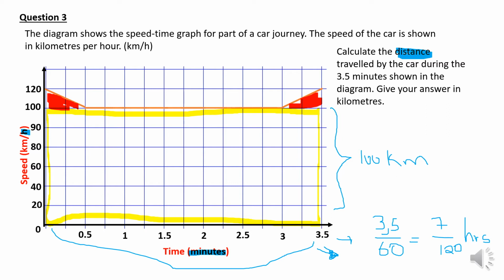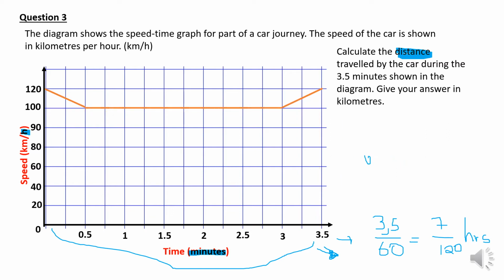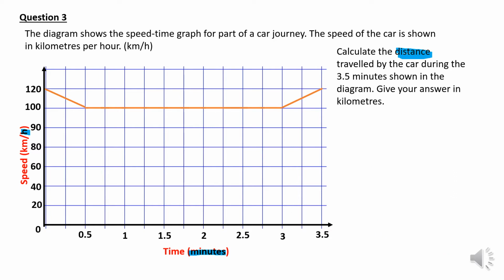Another way of doing it would be to find the area of a whole complete rectangle. With this particular method, you can find the area of this rectangle from here. Maybe I should bring in a highlighter so that it's a little more straightforward for you to get an idea of what I mean. So you find the area of the whole complete rectangle, all the way from here up to here, and that will give you the whole distance.